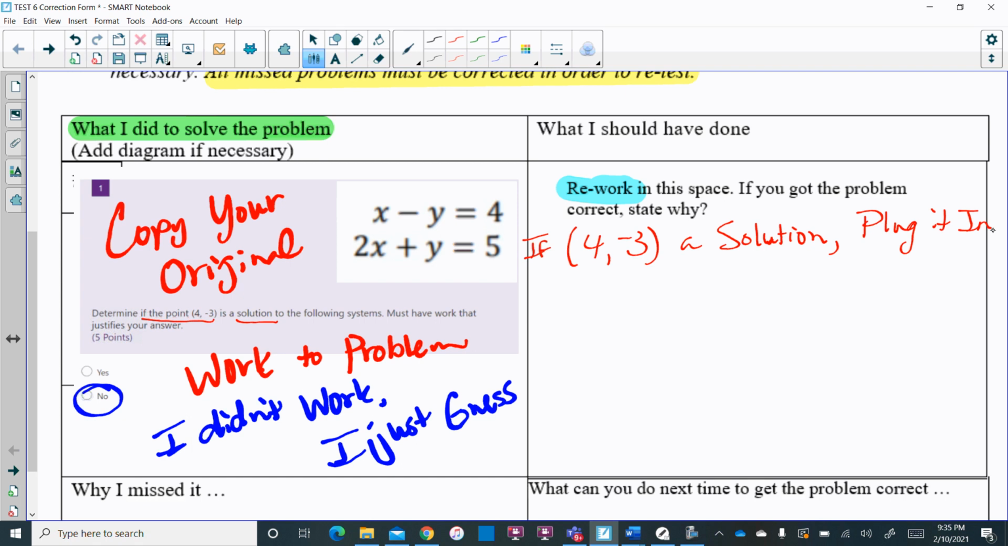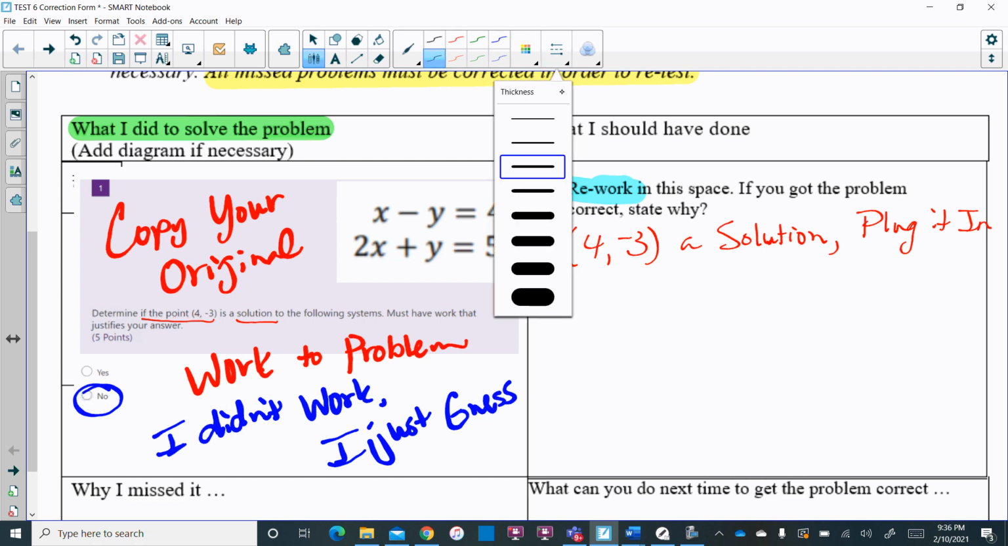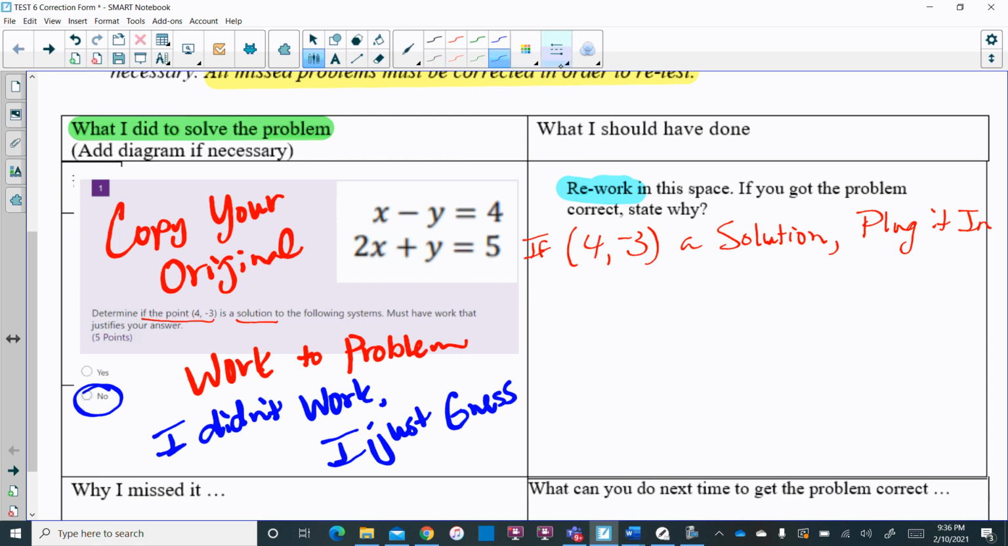Now, some of you solved it, which is great, and I'm going to show that as well. Because this ordered pair represents an X and a Y. So that tells me that X equals 4 and Y equals -3. So when I plug it back into the original equation, X minus Y equals 4, I got to check both. You can't just check one and not check the second one.